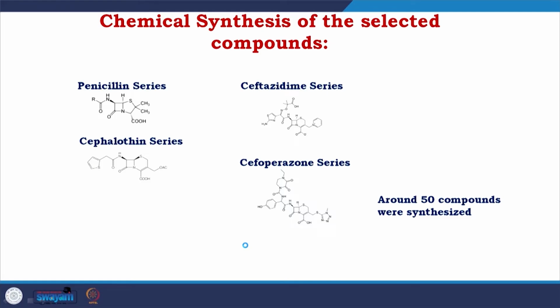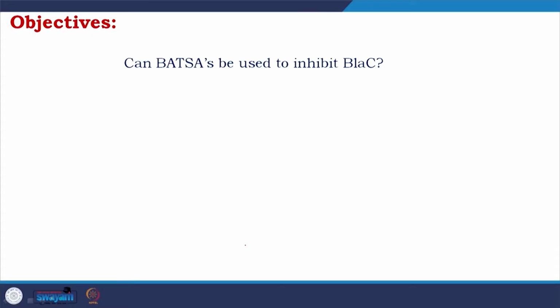Now, we have 50 compounds in hand, the real compounds. From our imagination of designing logic, we do the library construction, we do the docking based virtual screening, we do the simulation, binding energy determination and cut off to 50. Then we synthesize them. So, now we have them in hand. So, now we start the project with the following objectives. Can Butt-Sus be used to inhibit BLASI? So, BLASI is our target. So, our question is, can the designed compounds, which we started from around 1 lakh coming down to 50, be used to inhibit BLASI?